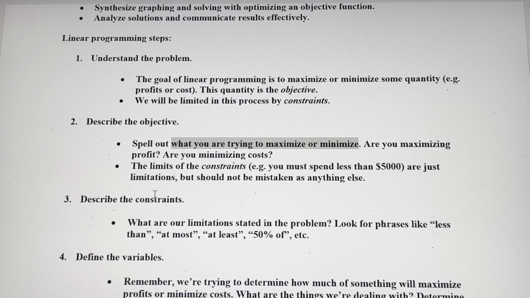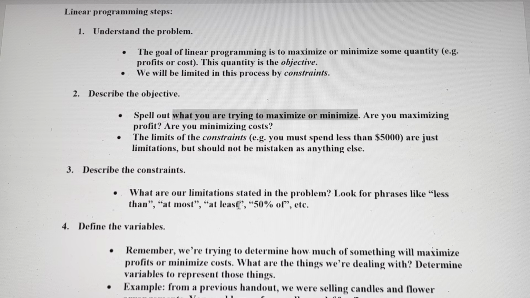What's going to happen with these limitations to help us, or minimize costs? Then we want to describe the constraints. We're actually going to write inequalities, which is one of the steps later on. But remember, we've been translating phrases into inequalities, phrases like less than, at most, at least, and so on. As you're reading through the problem, you want to think about how you're going to form linear inequalities based on the constraints given in the problem.